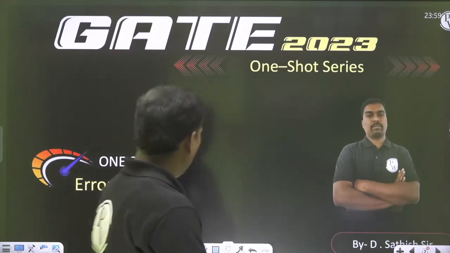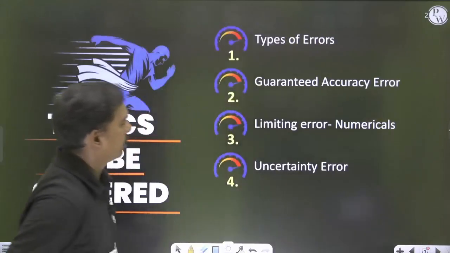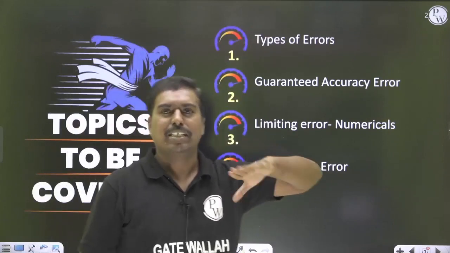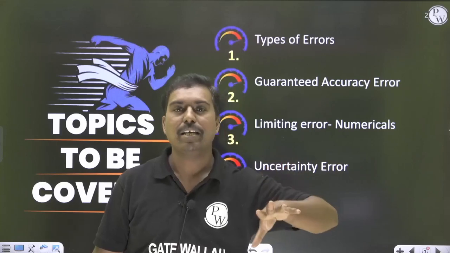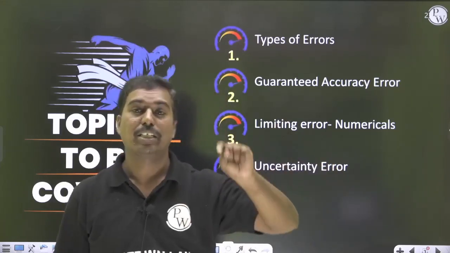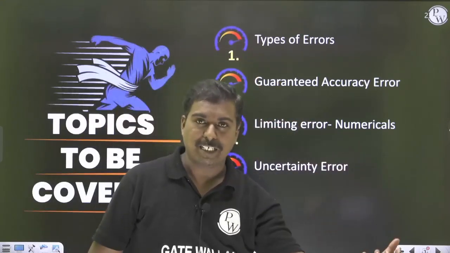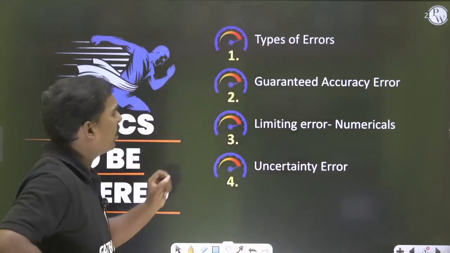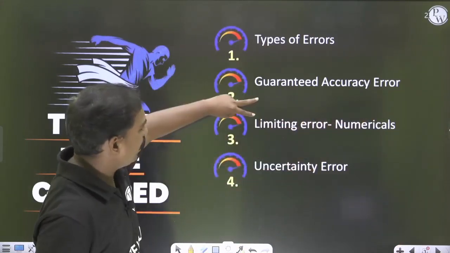In this lecture on error analysis, the first topic I am going to discuss is types of errors. Of course, it is a theoretical topic, but it is very important to have an idea of types of errors, because sometimes in GATE and non-GATE exams, theoretical questions are asked on the errors. Second, guaranteed accuracy error and limiting error, which are the most important.